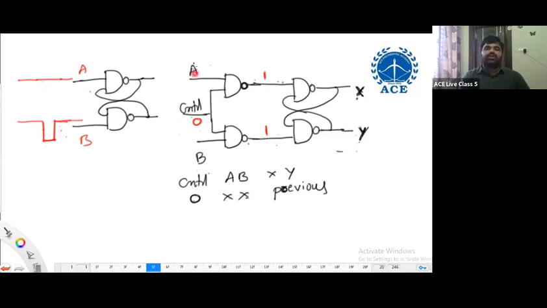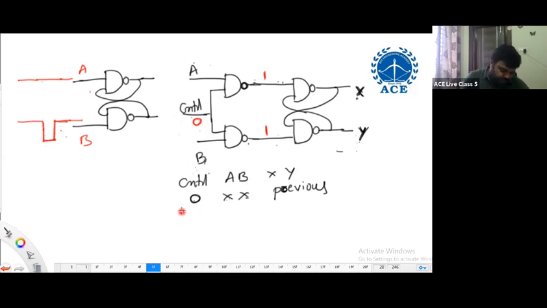When control is 0, it is disabling inputs. When it is disabled for inputs, even though there are variations on A and B, there won't be variations in outputs X and Y. Am I right? When control is 0, you may apply any inputs to A B, and there won't be any variations in the contents of the memory element. That means X, Y are not getting modified. It is previous only.